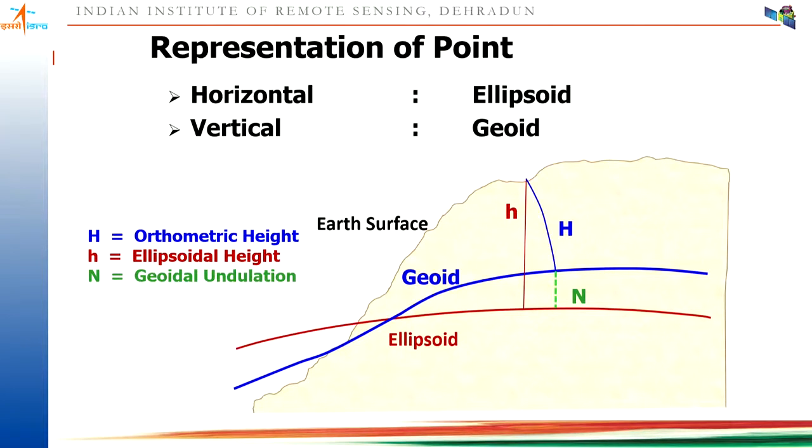Generally, when we represent a point horizontally, we take it from the ellipsoid, like latitude and longitude. And vertically we can take it from the ellipsoid, from the geoid, or from mean sea level as well. So for vertical we have various references.